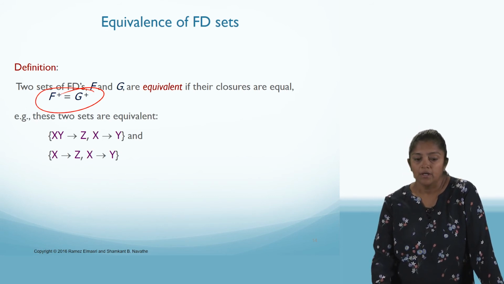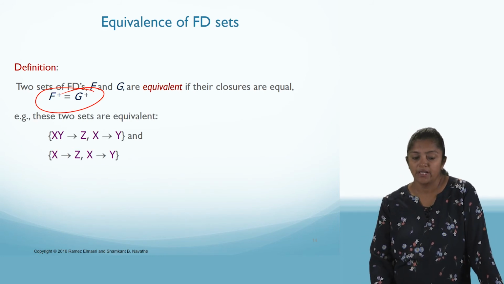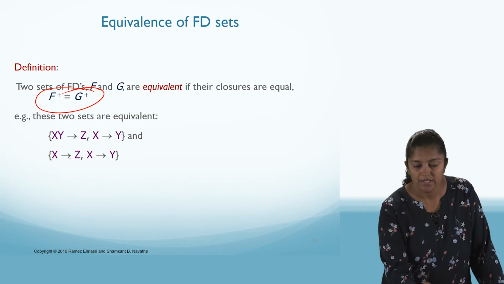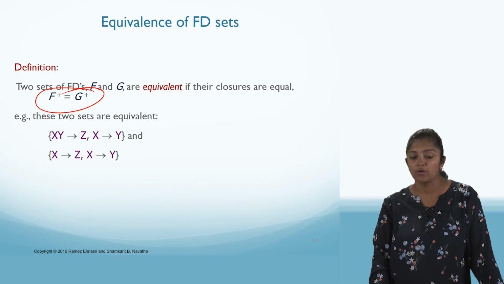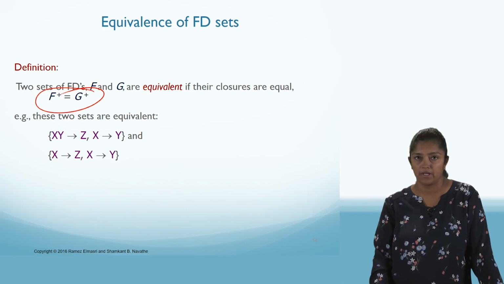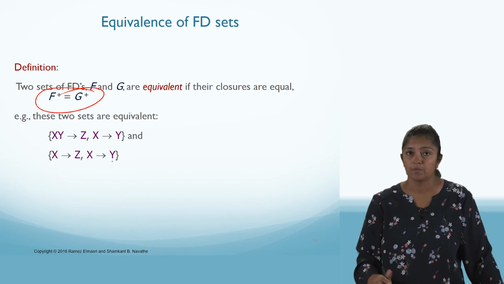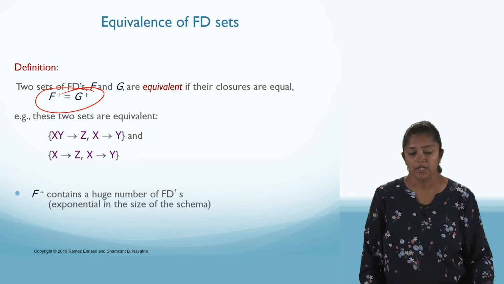Here's an example where we have two sets that are equivalent. We have xy determining z, x determines y, and that's equivalent to x determines z and x determines y. Once we compute the closure of these, we'll see that we end up with the same closure. And to compute the closure, we're applying all possible Armstrong's axioms to come up with the full closure set.